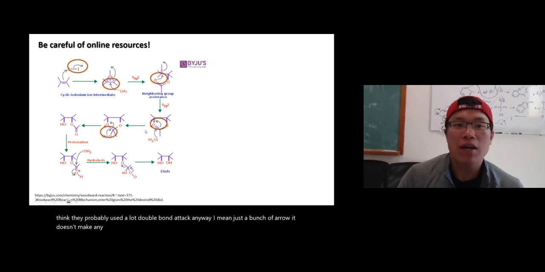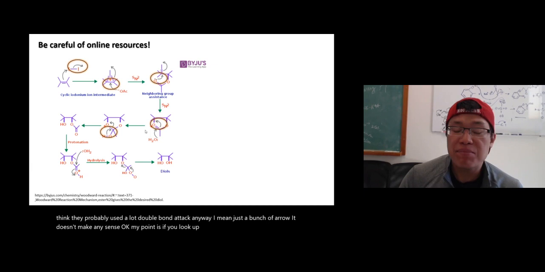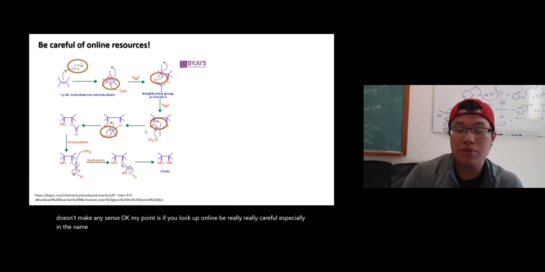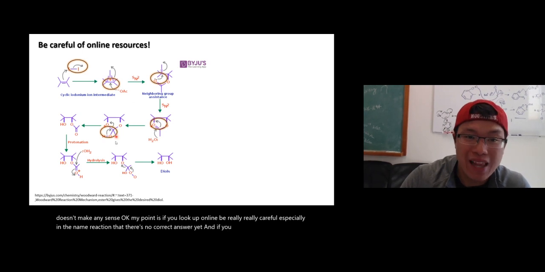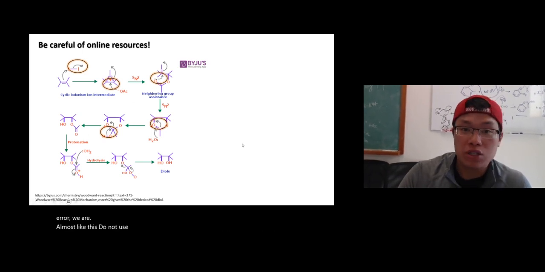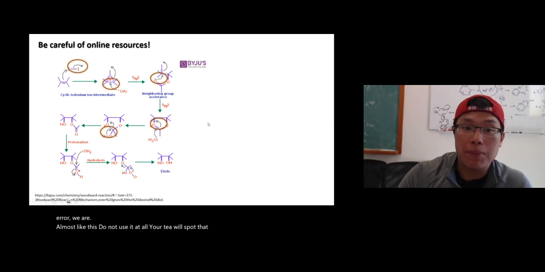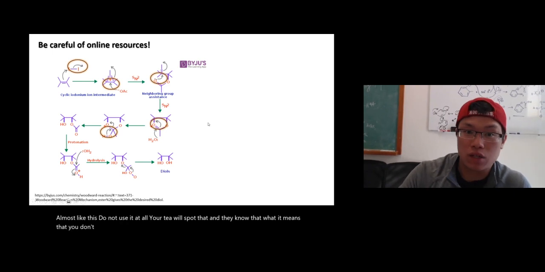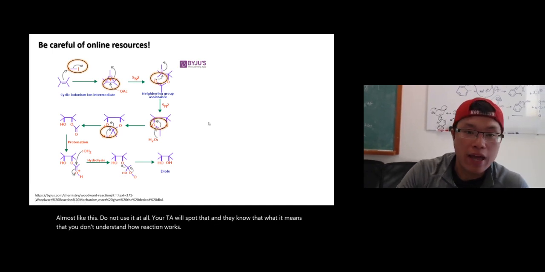Okay, my point is, if you look up online, be really, really careful, especially with name reactions. There's no correct answer yet. And if you see arrows like this, do not use this at all. Your TA will spot that and they know that. It means that you don't understand how the reaction works. Okay. All right. Be really careful on that.